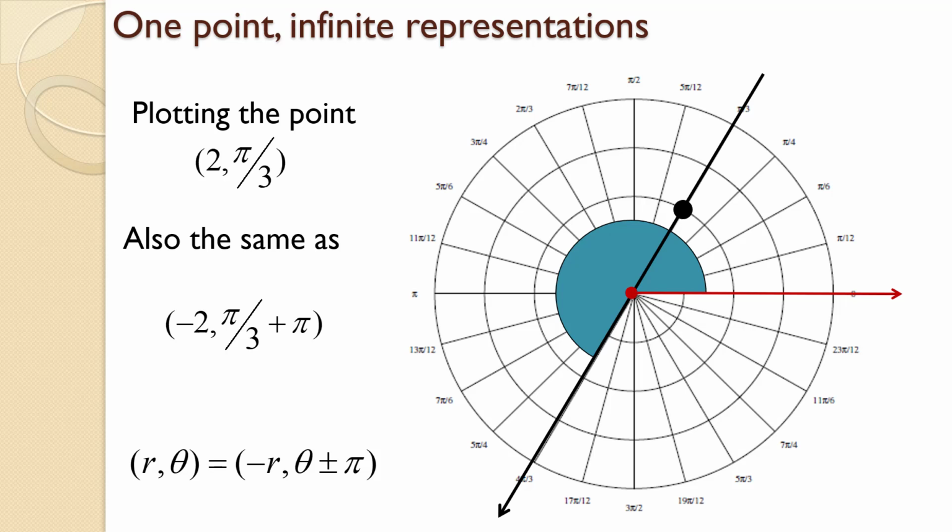This implies that every single point in polar coordinates has yet another representation. If the point is (r, θ), another representation is to change the radius to its opposite, and you can add or subtract π, or actually any odd number of π, and this would be correct.